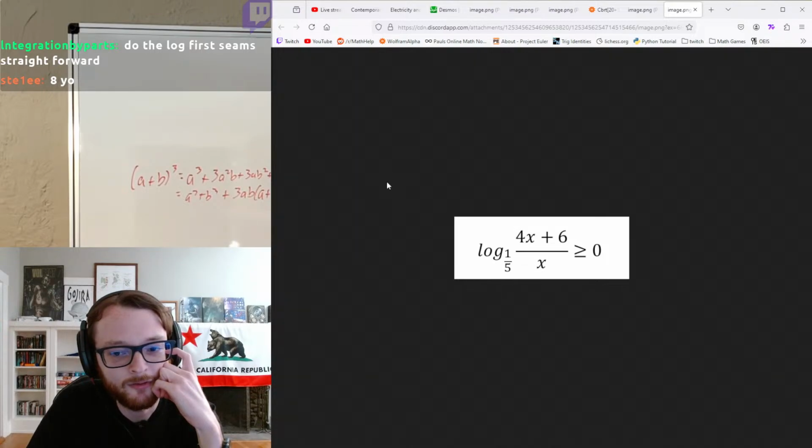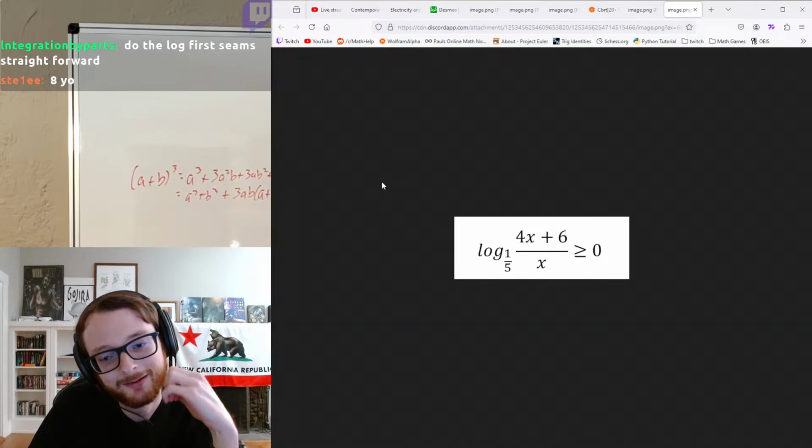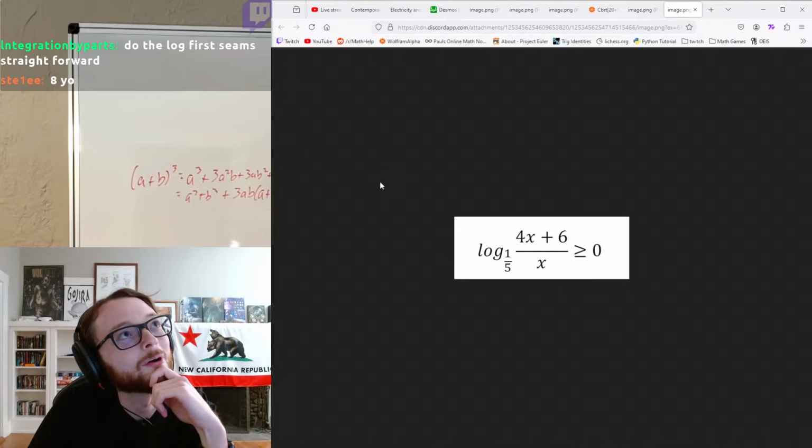Greater than or equal to 0. Isn't log of anything greater than or equal to 0? No, no, no. You can have a negative exponent.